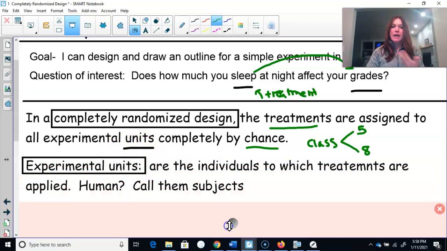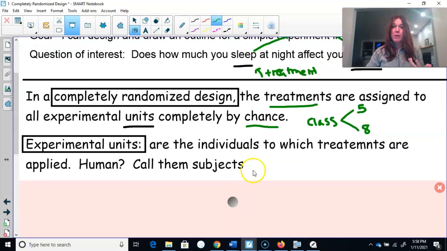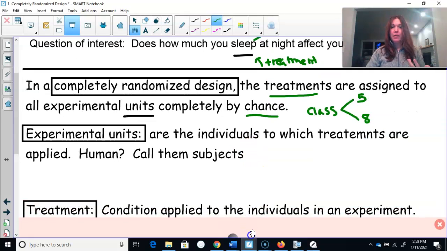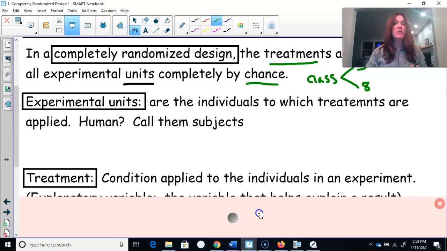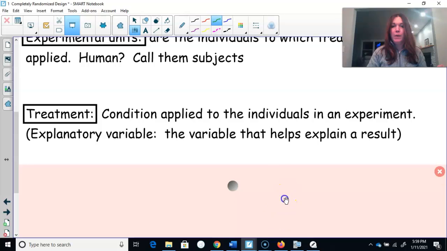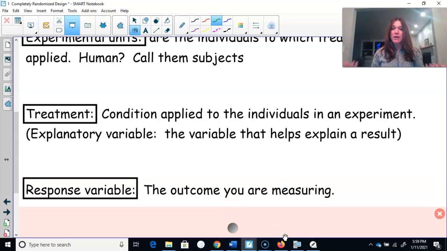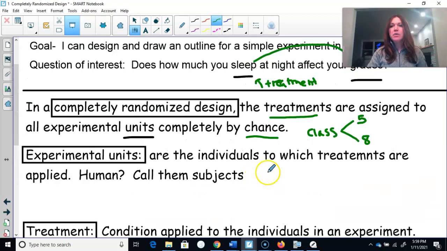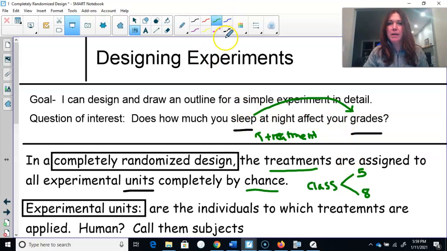So again, I already talked about what are experimental units. Experimental units are the individuals to which treatments are being applied. If they're human, we call them subjects. We talked about this treatment. The treatment is a condition applied to the individuals in an experiment. It is that explanatory variable, the variable that helps explain a result. Okay, now the response variable is the outcome we're measuring. So in this case, what is our response variable? Our response variable is our grades.